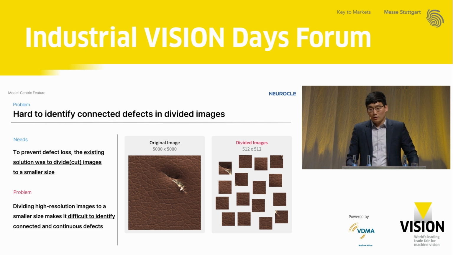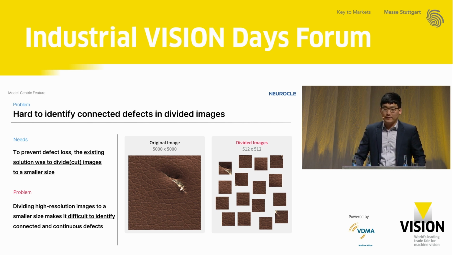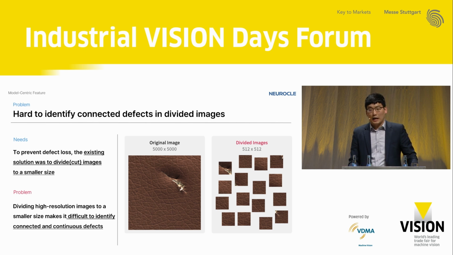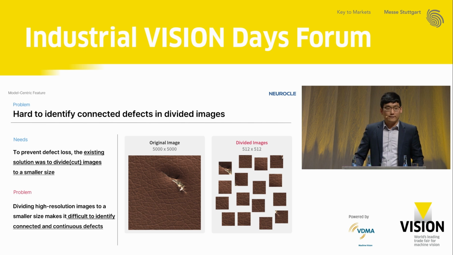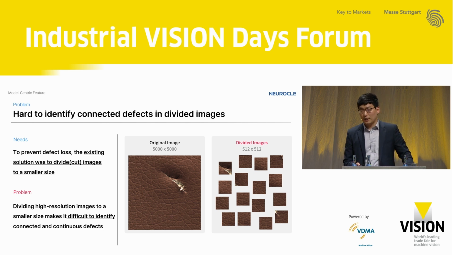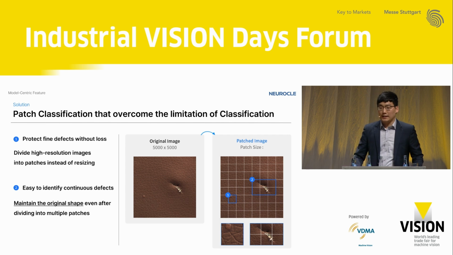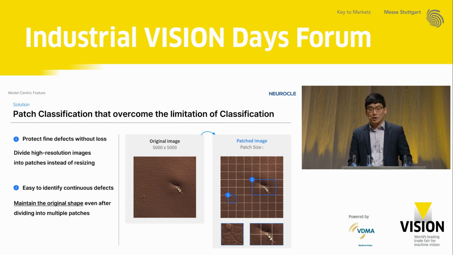We can also think, OK, the image is too large, so maybe we can just divide it into patches like this. However, if the defect is a little bit large, then defects may also occur on the borderline of the patches. Then it's also hard to detect. So we have to think about how to deal with these problems. Patch classification overcomes this kind of limitation of classification when we are using high resolution data.